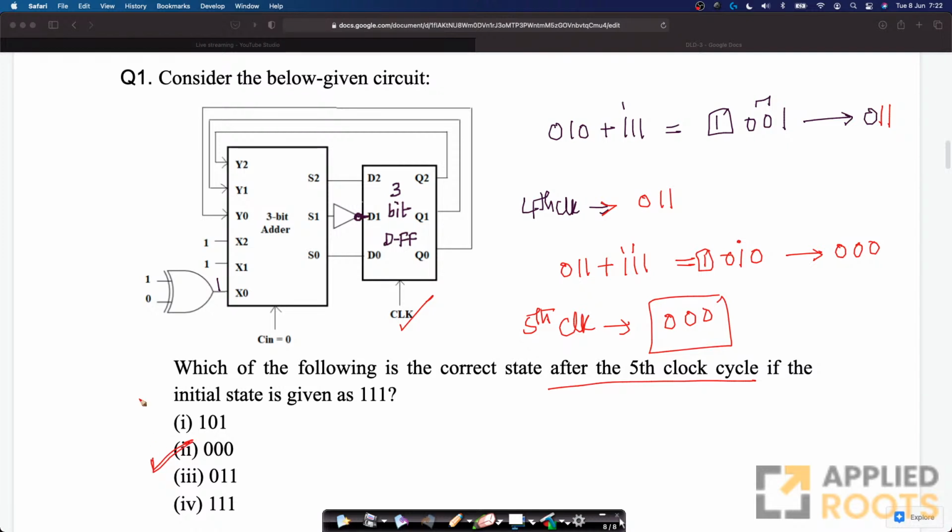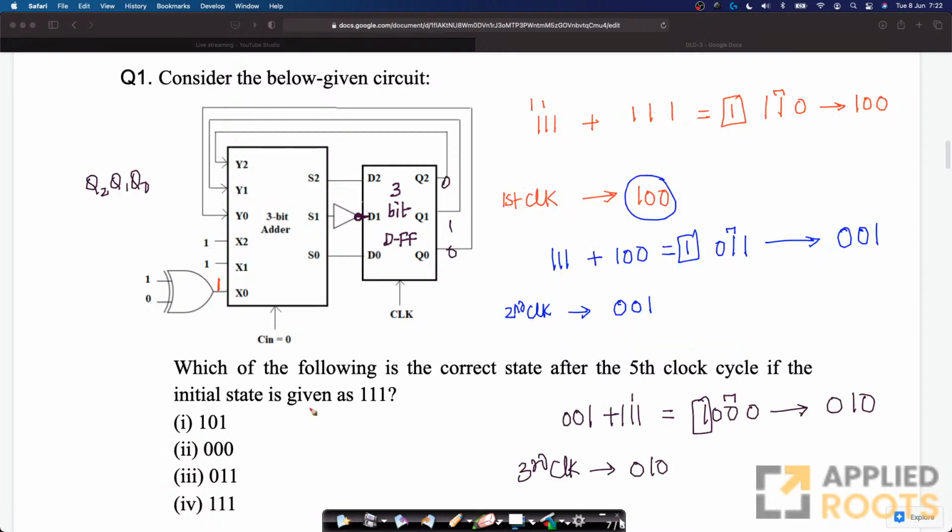Simple. Again, this might look like a tricky question, but the most important part here is to go through the steps carefully. We understand how a D flip-flop works. We understand how an adder works. So we just have to go step by step.